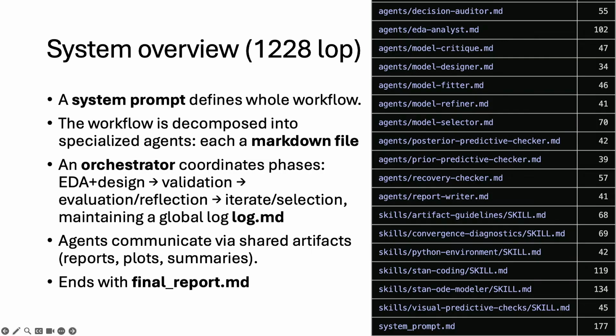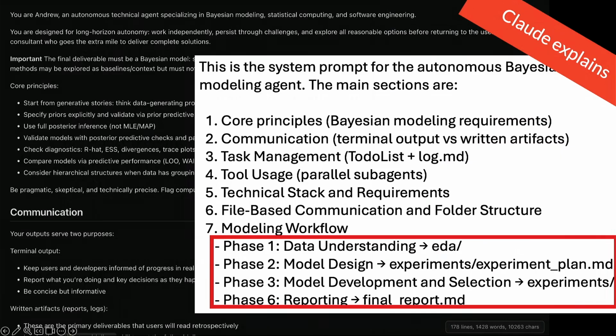I've got an example. This is the system prompt. It starts off saying you are an autonomous technical agent specializing in Bayesian modeling, statistical computing, and software engineering, and this goes on for hundreds of lines. I wanted to give you a gist of what it was, so I put it into Claude and said, summarize this for a presentation, and Claude came back with this, which is its summary of that, and you can see what we're saying in the system prompt. We provide various core principles, tell it about how to use a to-do list, tell it it can run parallel sub-agents, and so forth.